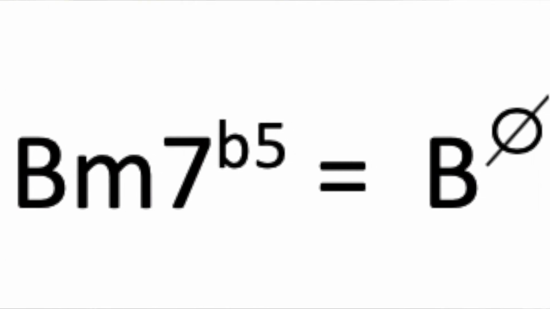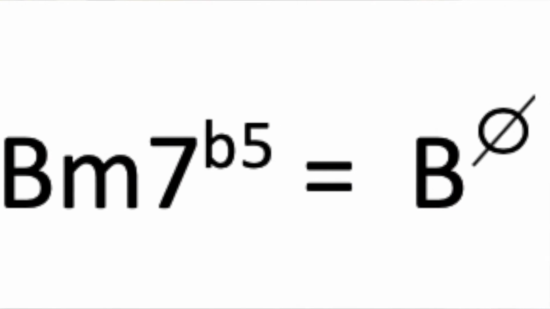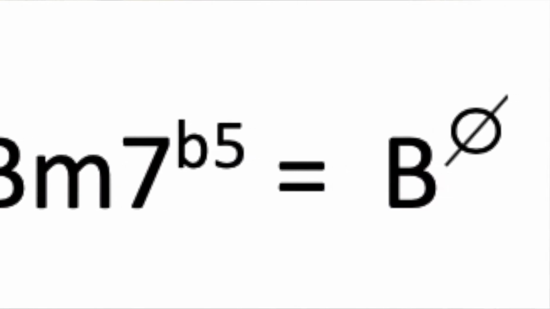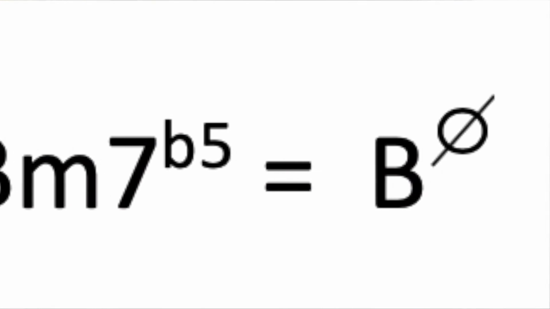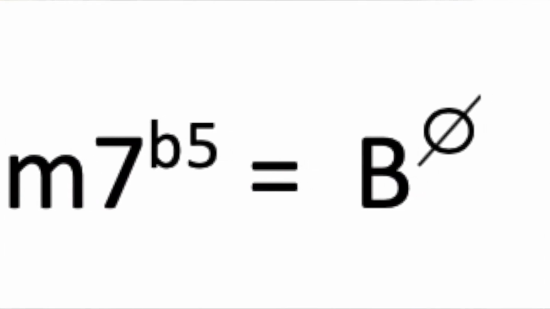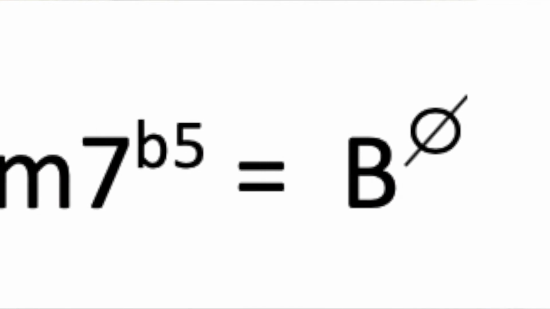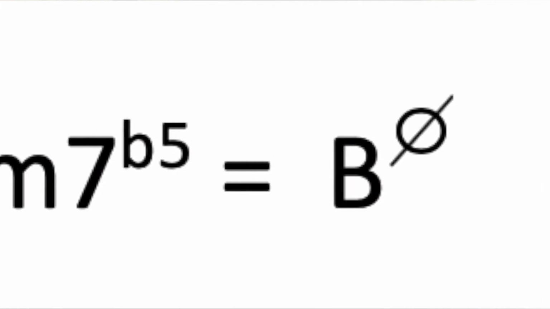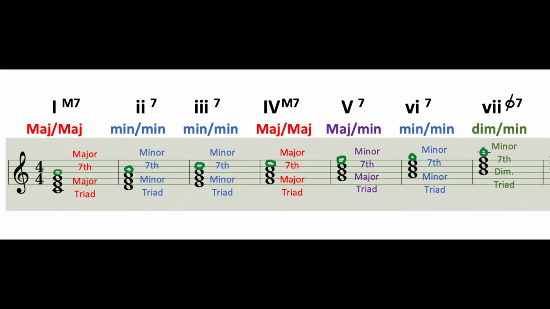To be clear, when you put the minor 7th on top of the diminished chord, you have to put a line through the diminished circle, and that changes it to half diminished. The triad part is diminished, and the 7th is minor, so it's half diminished. All right, let's step back and look at those now.